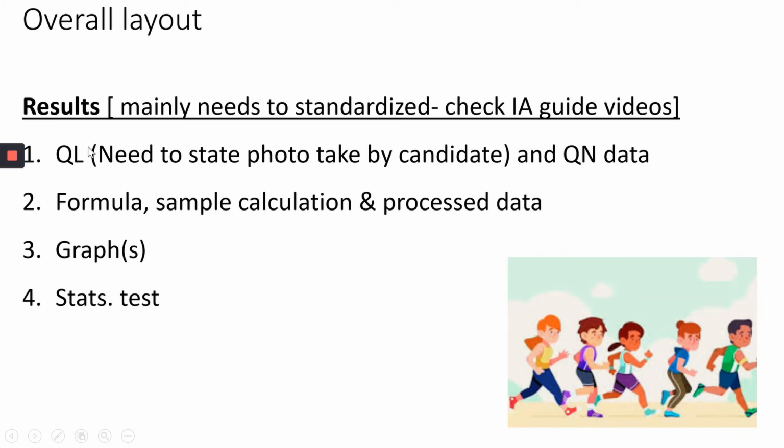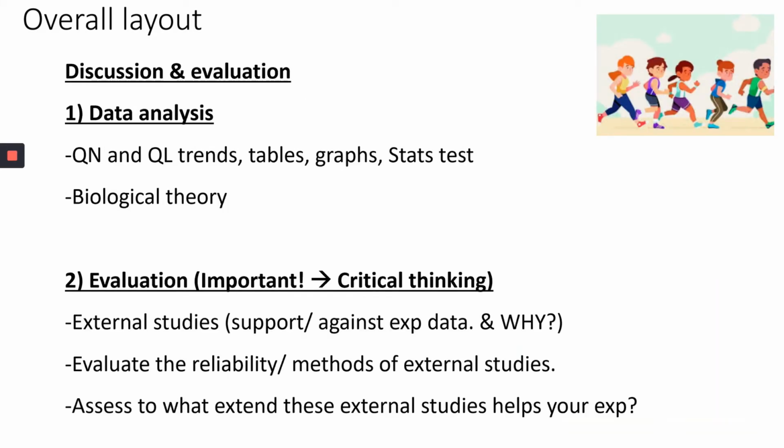So what are we looking for? For example, your observations, your qualitative data, and your numerical data, the quantitative data, formulas, sample calculation, processed data, graphs. Note that this may be more than one graph, because some students need to do different layers of experiments, right? One experiment leads to another, so perhaps there could be more than one graph. And the next one is the statistical test, if needed.